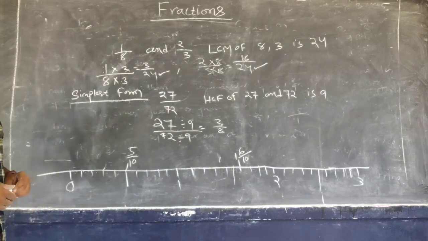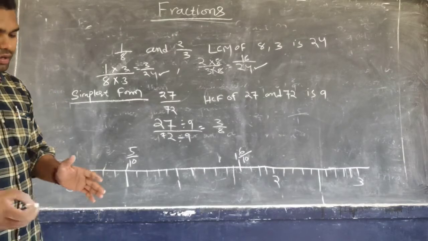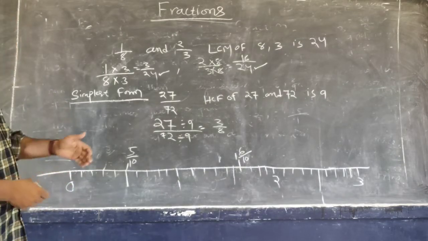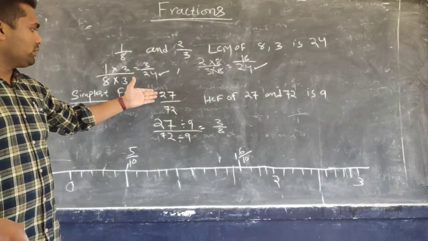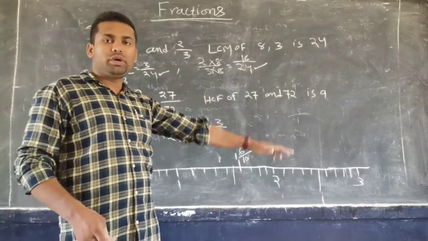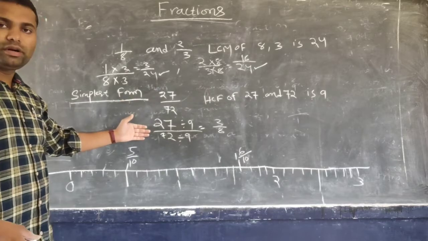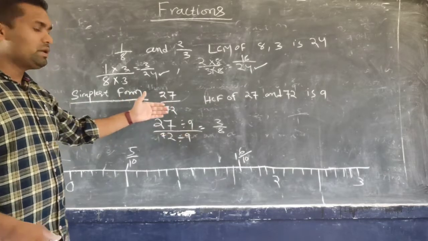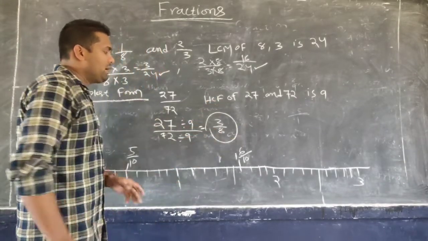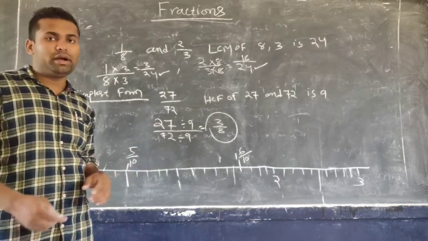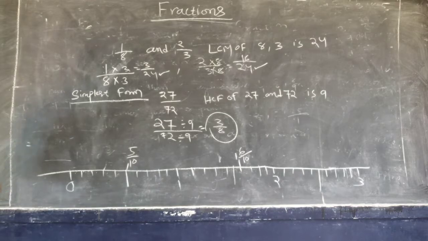Okay. Next one is the simplest form. How do we form the simplest form, or the lowest term, of a fraction? Take an example: 27 by 72. The common factor of 27 and 72 is 9. So we divide both numerator and denominator by 9, meaning 27 divided by 9 and 72 divided by 9, and we get 3 by 8. 3 by 8 is the lowest term, or the simplest form, of 27 by 72.